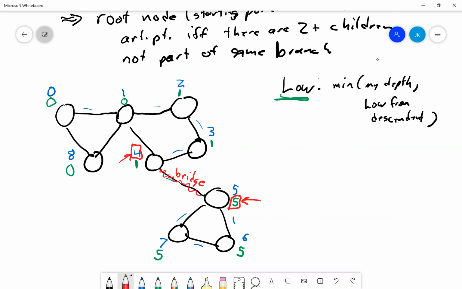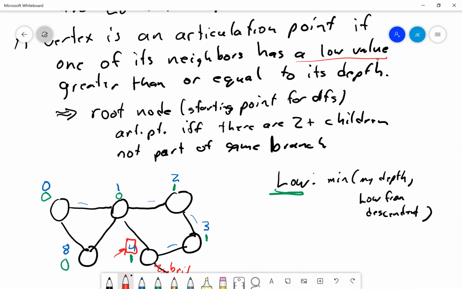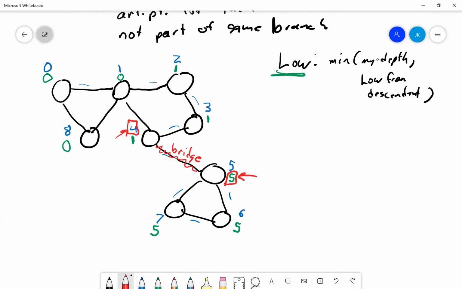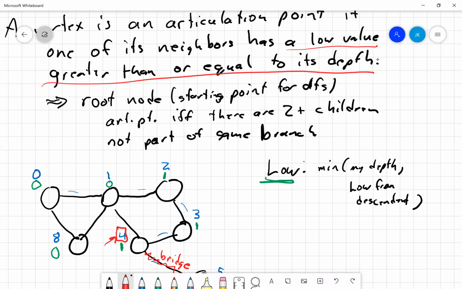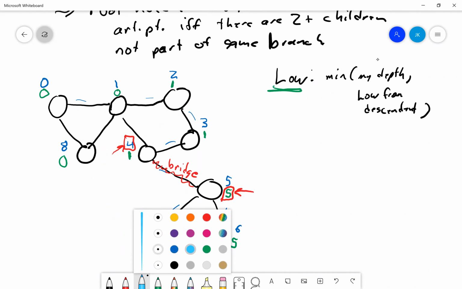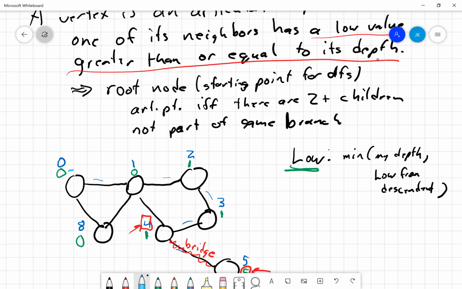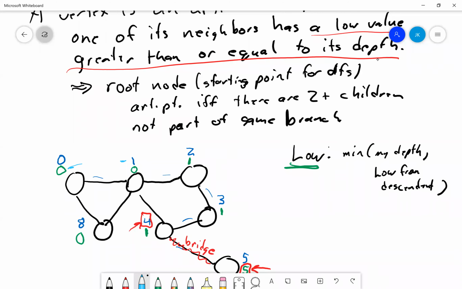Okay, and likewise, if we want to remind ourselves of whether it's an articulation point, then one of its neighbors has to have a low value greater than or equal to its depth. So it's any vertex where a neighboring vertex has a low value greater than or equal to its depth. Okay, so again, if we start up here at the beginning, I'll change the color of my pen briefly to this light blue. Okay, so if I look at the low value of one node and compare it to the depth at the next node, zero is not greater than or equal to one. So the first one is not an articulation point.